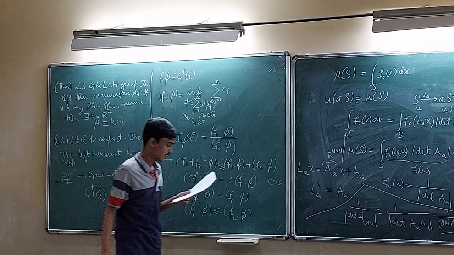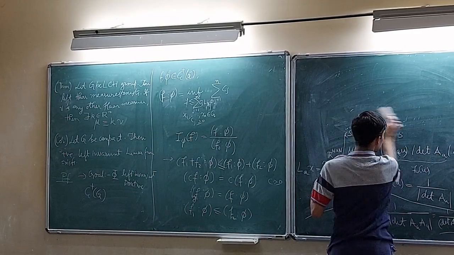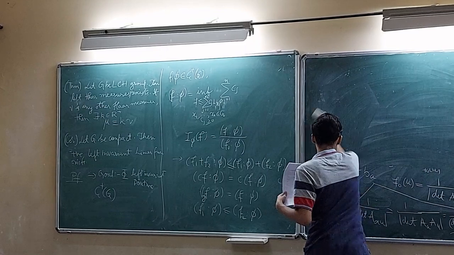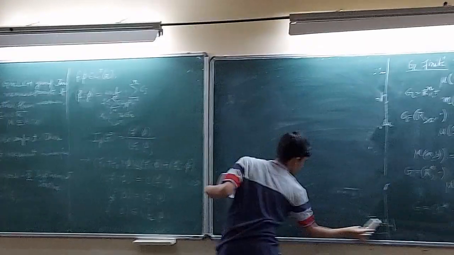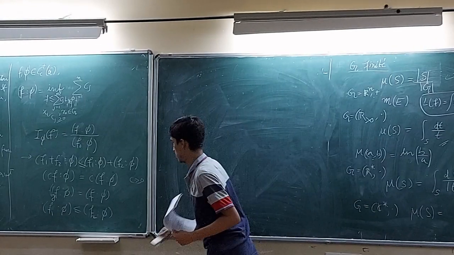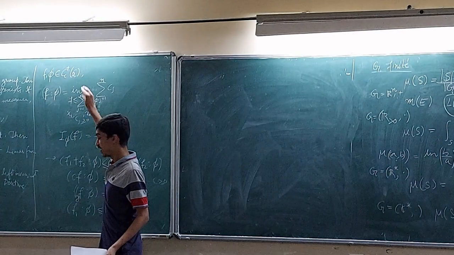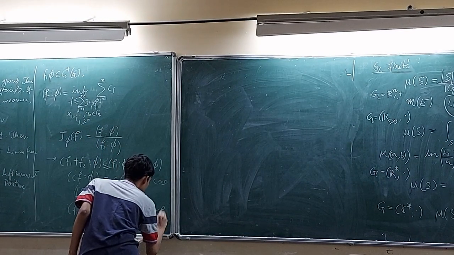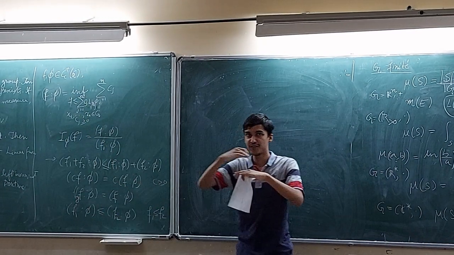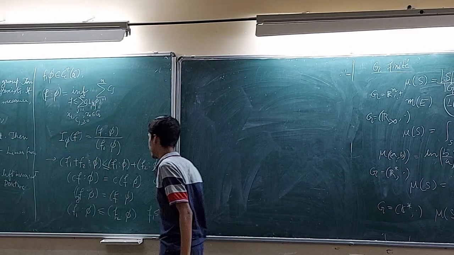Alright, and next thing. Wait, what is the last line? f1 and f2 are defined in this context. Yeah, f1 and f2 are in C_c plus G, such that f1 is less than f2. So if you have two functions, one below the other, then this one is actually obvious.